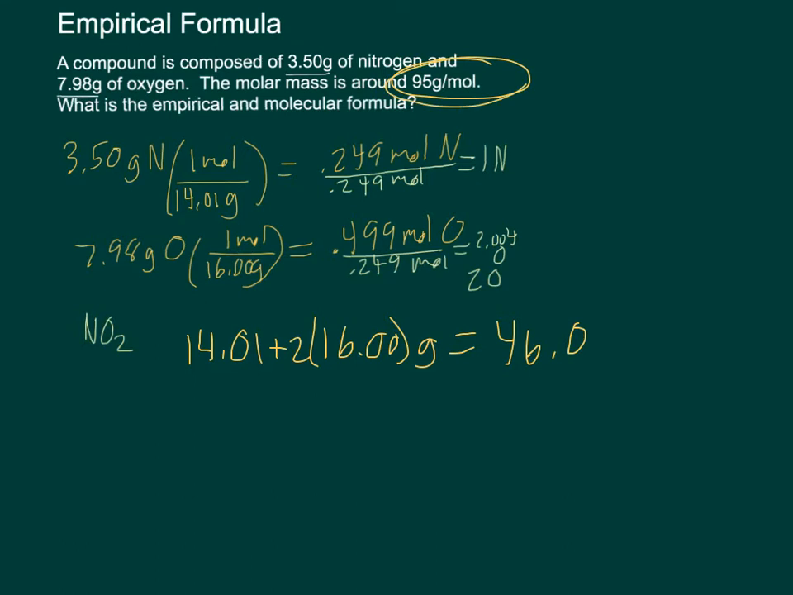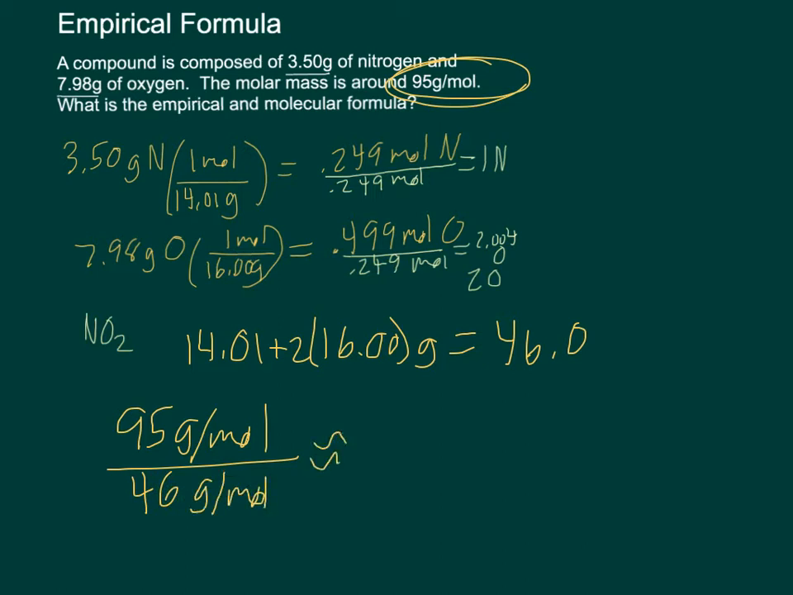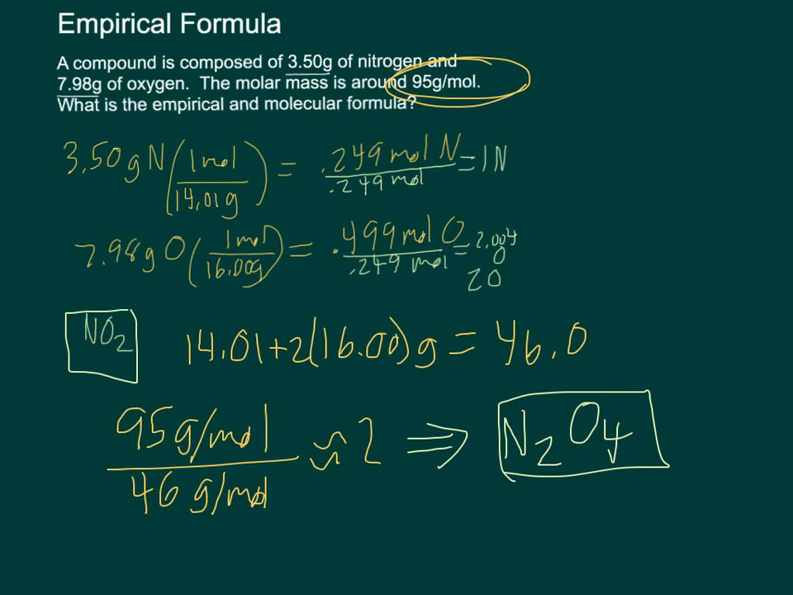This could be found experimentally various ways. So if we take 95 grams per mole and divide that by 46 grams per mole, you can see that that comes out to be about 2. And so what does that really mean? Well, that really means that instead of NO2, which is about half as big as we need it to be, we're really dealing with probably the molecule of N2O4, dinitrogen tetroxide.